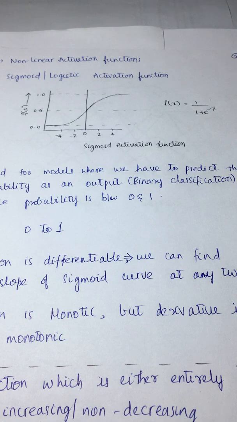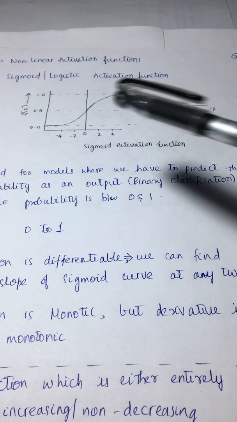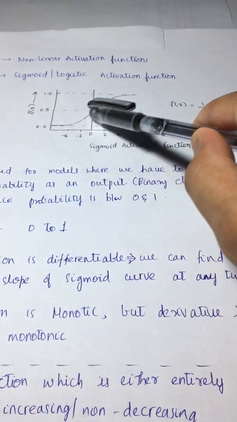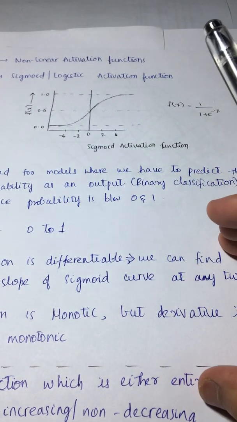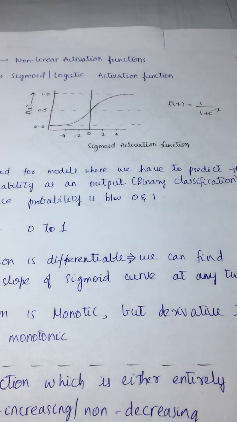Coming to another aspect of the function: the function is monotonic. As you can see, monotonic means either always increasing or always decreasing. When you move from left to right, you see that the value is always increasing, right? The value of y is always increasing.